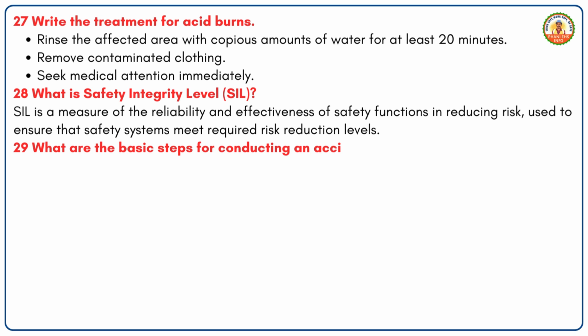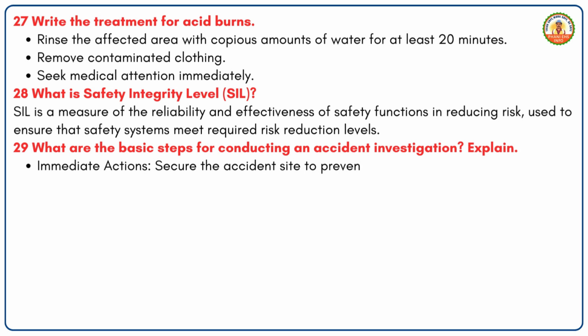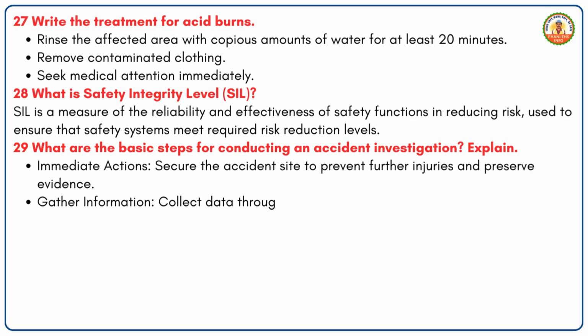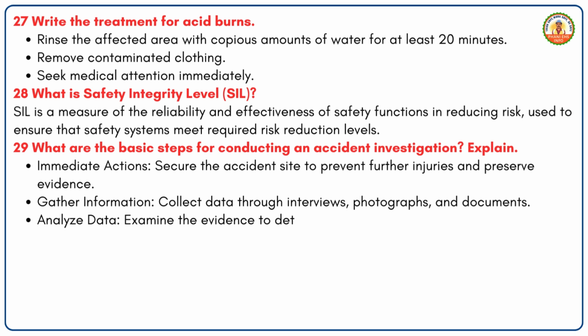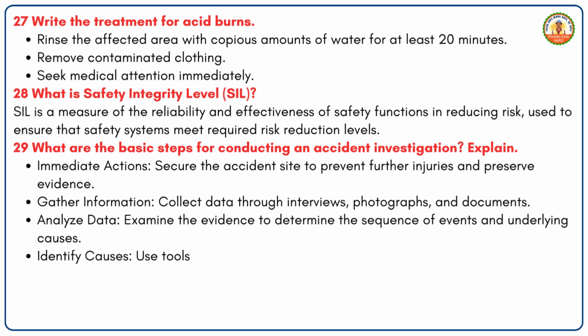29. What are the basic steps for conducting an accident investigation? Explain. Immediate actions: secure the accident site to prevent further injuries and preserve evidence. Gather information: collect data through interviews, photographs, and documents. Analyze data: examine the evidence to determine the sequence of events and underlying causes.